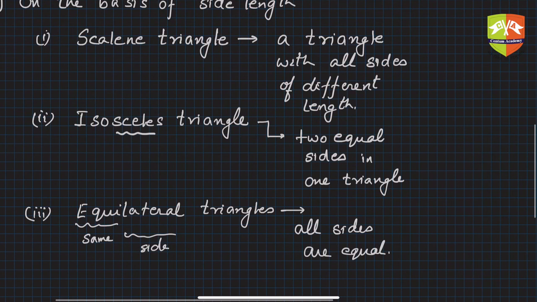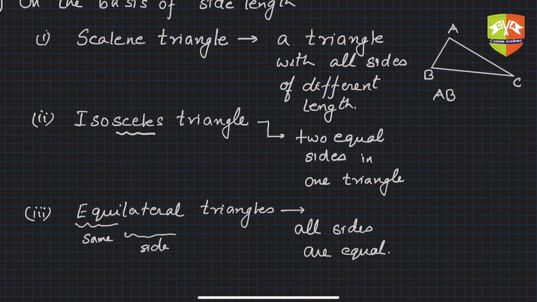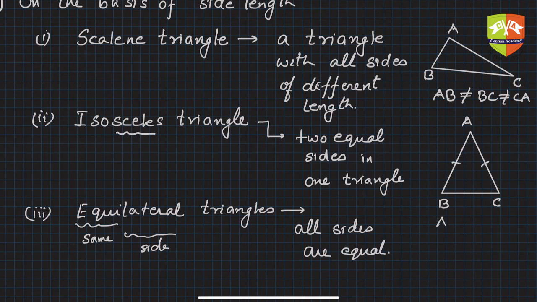So you can see, if I draw like this, this is a Scalene triangle, right? No two sides are equal. So A, B, and C. So AB length is not equal to BC, not equal to CA. That's a Scalene triangle. What about an isosceles triangle? So if you see, this is an isosceles triangle. Let's say A, B, and C, and AB is equal to AC, isosceles, but not equal to BC, right?